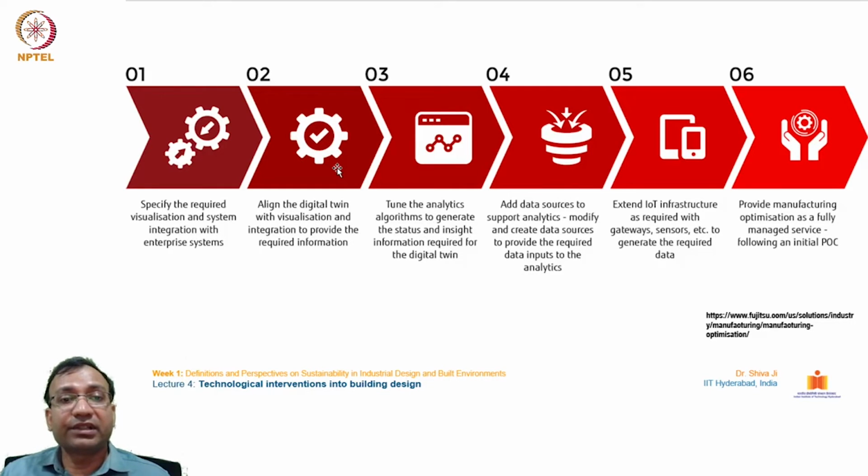So the processes of manufacturing optimization: here we can see, first, specify the required visualization and system integration with the enterprise system. Second, align the digital twin with visualization and integration to provide the required information. Third, tune the analytics algorithms to generate the status and insight information required for the digital twin, and add data sources to support analytics. Modify and create data sources to provide the required data inputs to the analytics. Extend IoT infrastructure as required with gateways, sensors, etc. to generate the required data. Finally, provide manufacturing optimization as a fully managed service following an initial POC.